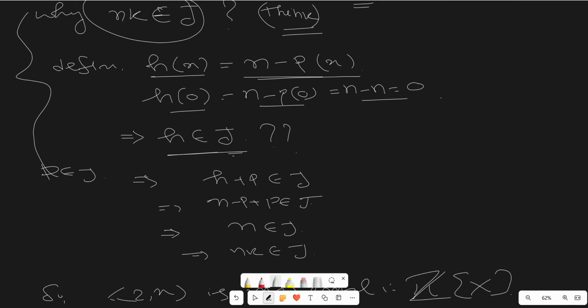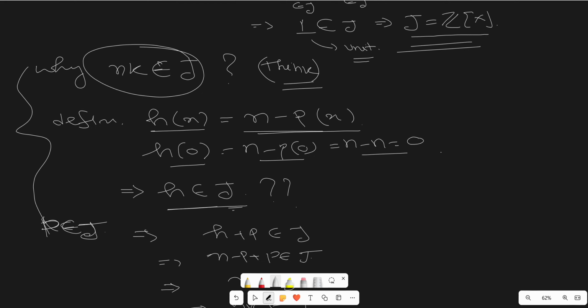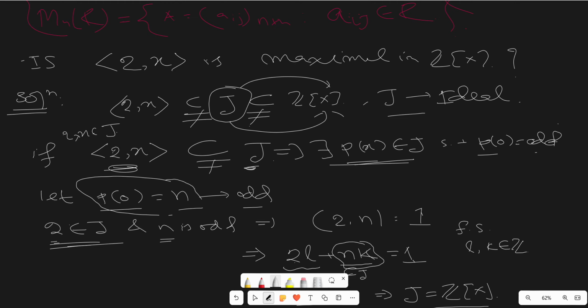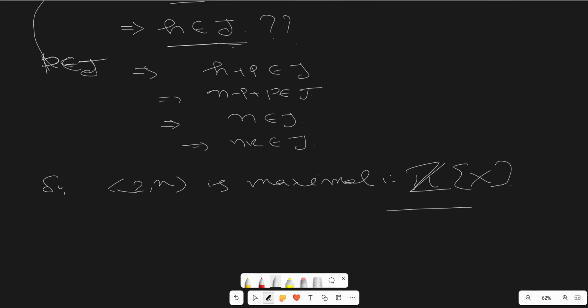This is inside J. If it is inside J, and P is already inside J, P is a polynomial, this H plus P will be inside J. So what is H? N minus p plus p inside J. That is n inside J. If n inside J, nk inside J. So this is a maximal ideal, right?